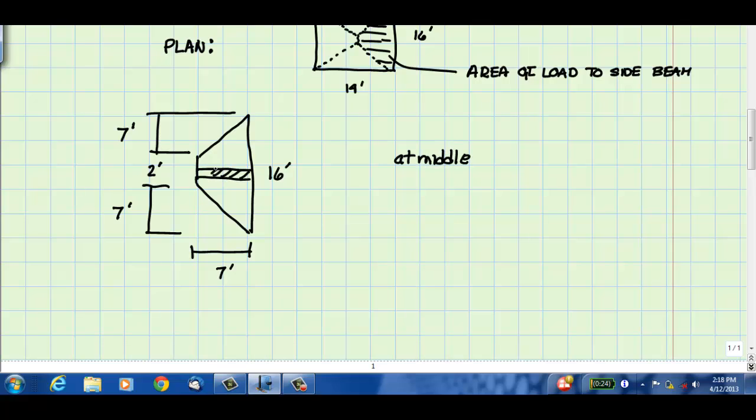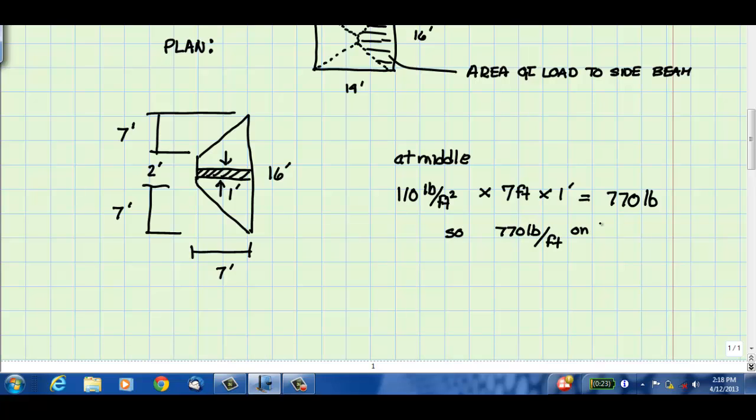If we go to the middle of the beam and look at a 1 foot wide strip near the middle, we can calculate the load on that strip as 110 pounds per square foot times 7 square feet, or 770 pounds. So we have 770 pounds per foot of length on the beam near its midpoint. Obviously, near the end of the beam, the load will decrease to 0.